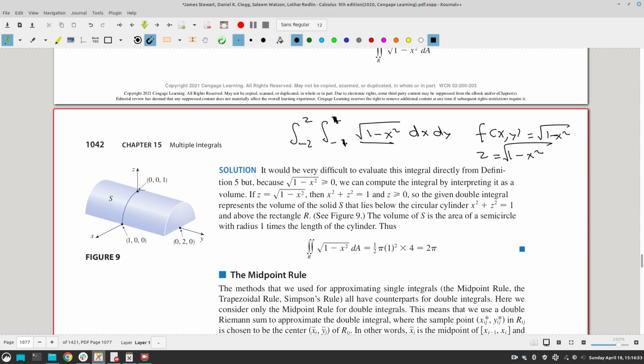y goes from -2 to 2. So the radius of the cylinder is 1. The height of the cylinder is 2 minus -2, which is 4. So the volume is half pi r squared h, which is twice pi. So this is actually equal to twice pi. So this is one way of doing it.